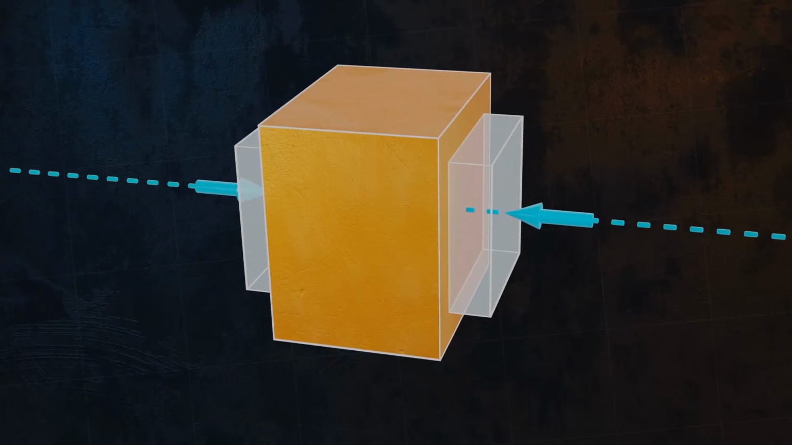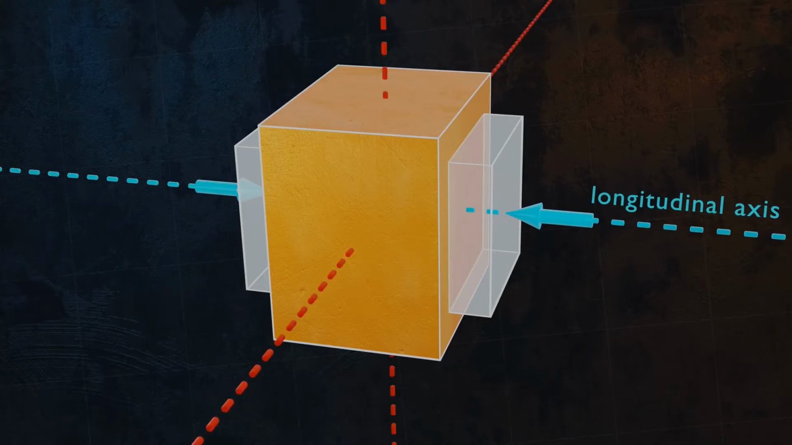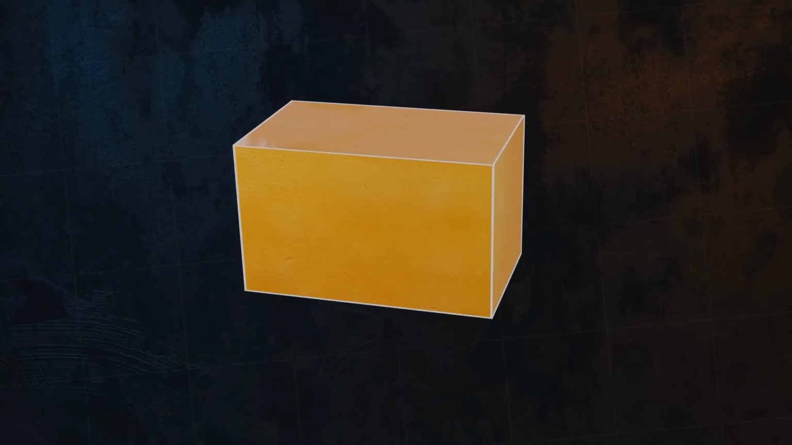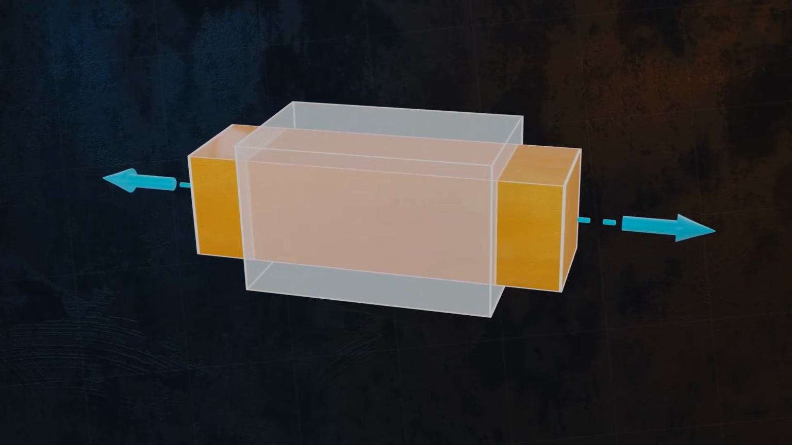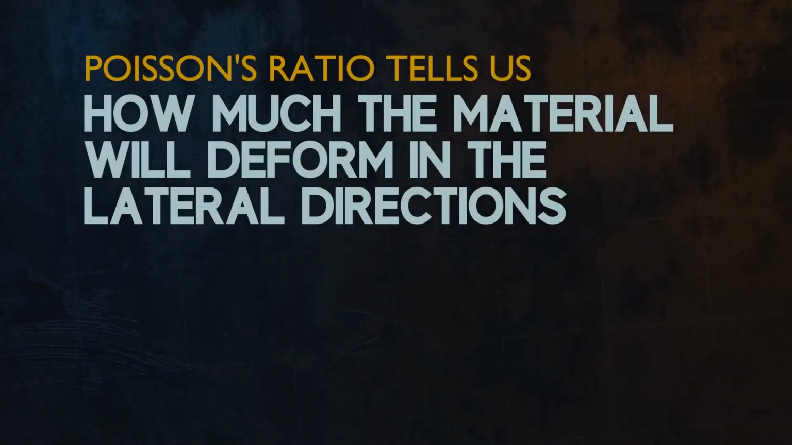We call the direction along which the load is applied the longitudinal direction, and we call the perpendicular directions the lateral directions. If we reverse the direction of the force to apply a tensile load, the cuboid will obviously extend in the longitudinal direction, and it will contract in the lateral directions. The key concept here is that when you apply a load to a material in one direction, the material will also deform in the lateral directions. Poisson's ratio is the parameter that tells us how much the material will deform in the lateral directions.